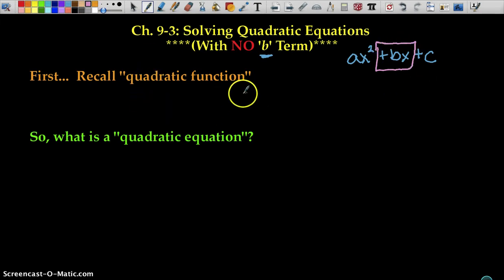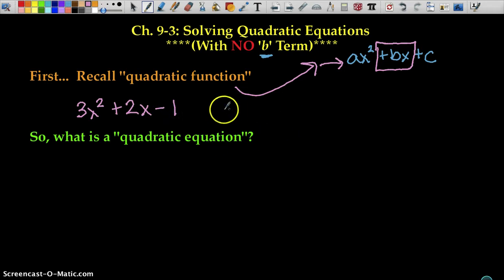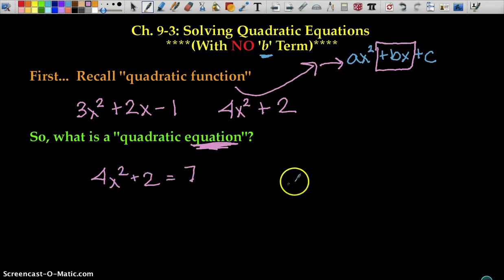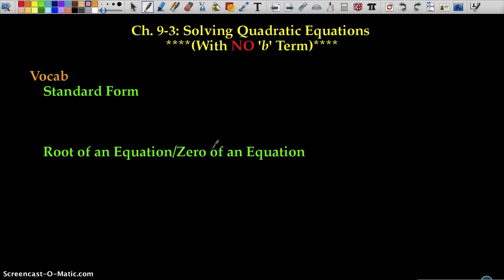So remember the quadratic function. Quadratic functions are things like 3x squared plus 2x minus 1, or something of that nature. Now again, we'll only be dealing with something like 4x squared plus 2, functions like that. So if that's a quadratic function, then what would make it a quadratic equation? Well, making an equation would have something like 4x squared plus 2 equals 7, or something along those lines. Okay, so we add in that equal sign. That's the equation portion of it.